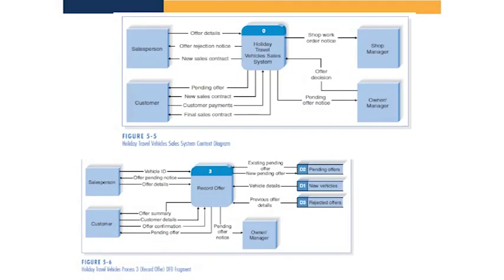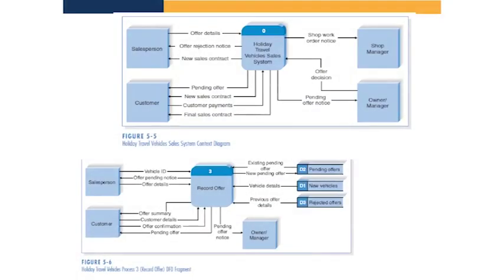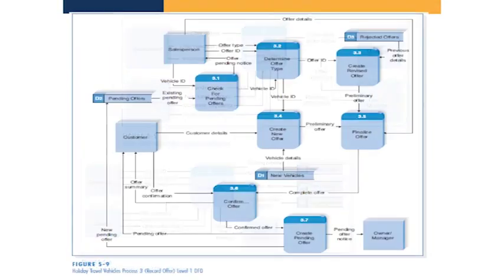So again, if you look at it, this is a context diagram for a travel vehicle. This is the orders and the relationship between them. These are the files. These are other examples, customer, order, and so on. All right.